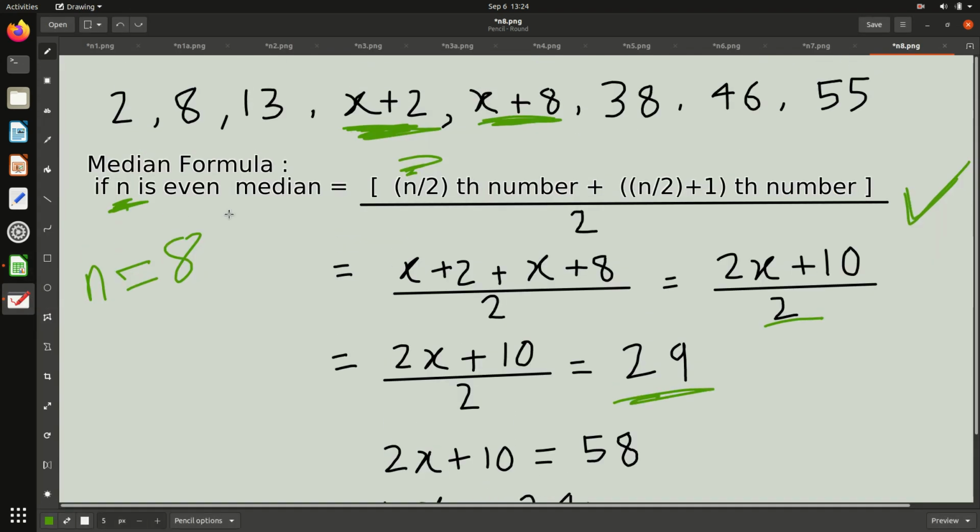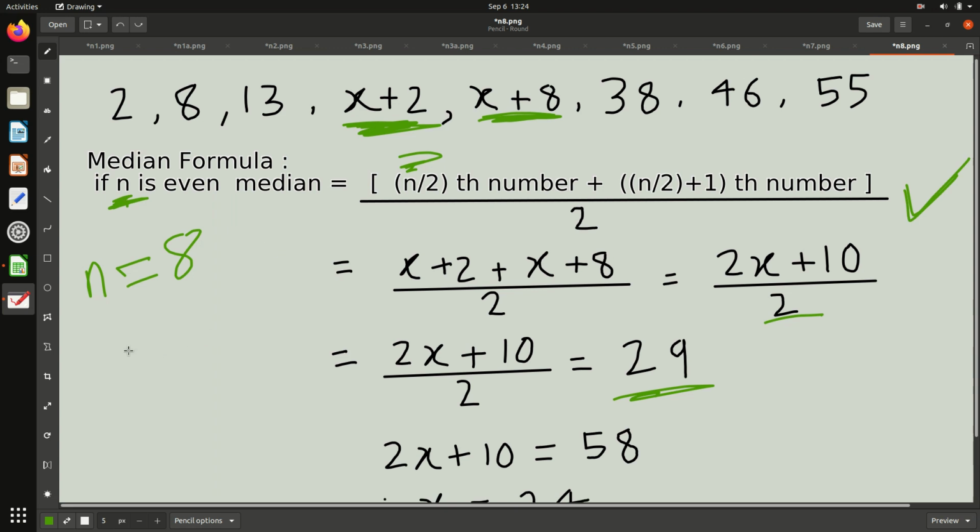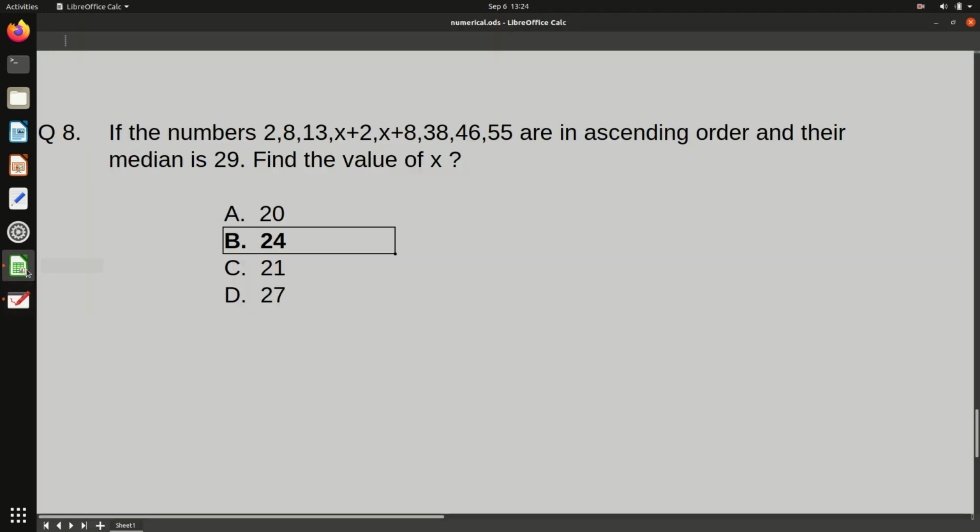And this was for if n is even. If you are given that n is odd, then you just have to find the middle term. Let us say we have the numbers 1, 2, 3. In this case n is 3, which is odd. So whenever you have odd, just take the middle term. It will be the median. So I hope it is clear, and this is all from my side.